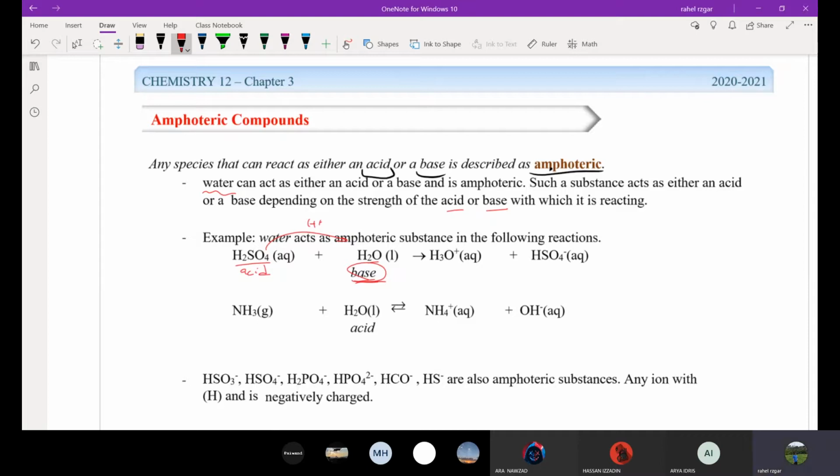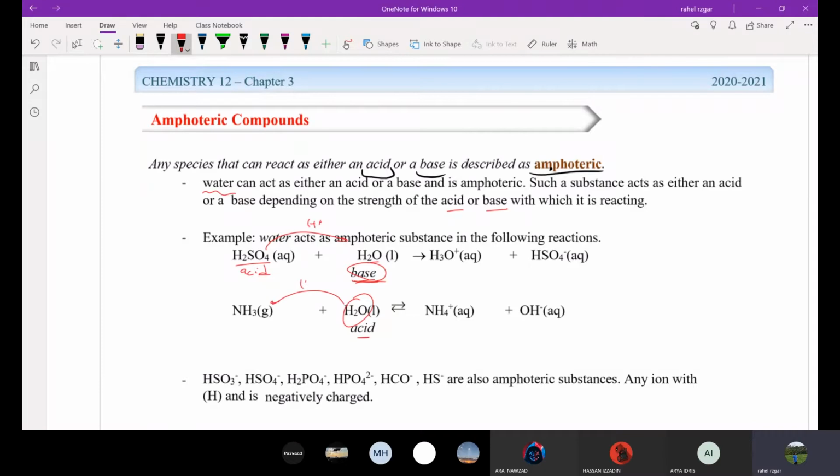H2O has a pH of 7. Then what is H2SO4? H2SO4 is an acid, so it must have a pH lower than 7. So it's more acidic than H2O. But NH3 is basic. It has a higher pH. It's more basic than H2O. So H2O, according to acidity, is more acidic than NH3. That's why H2O becomes an acid.